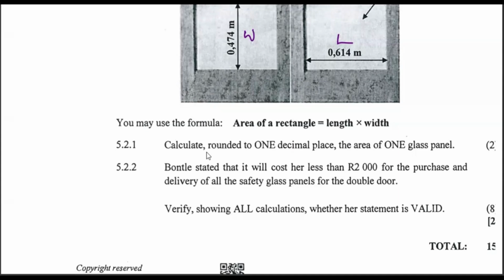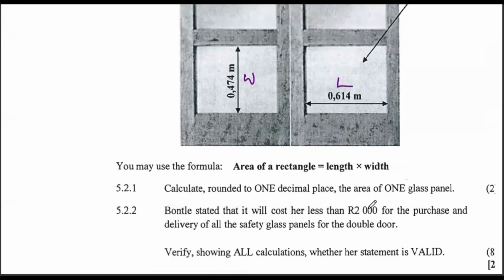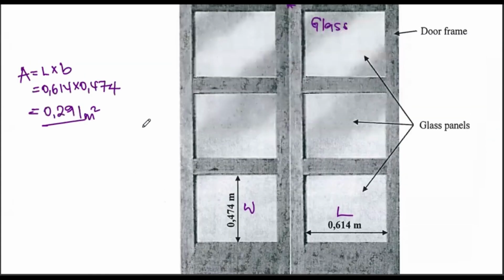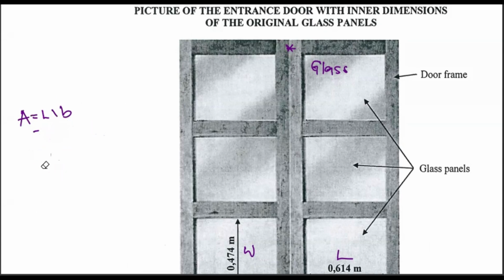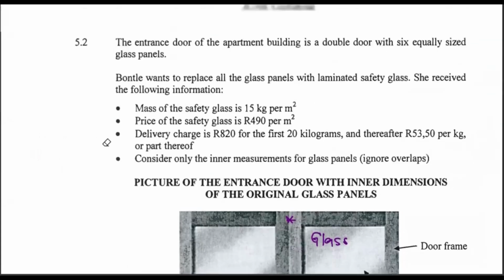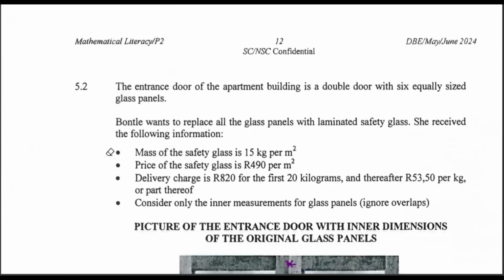Verify showing all calculations. Now we are going to deal with costs or money. Her deal is to get 2,000. Let's look at what we need to consider, using the space that's provided and these conditions here. For mass, it will help us when we are charging delivery, because it's charged per kilogram. Then the area, this one will help us charge the safety glass.